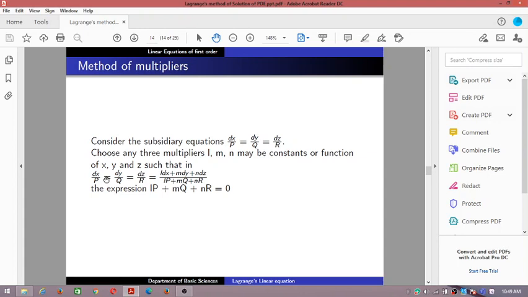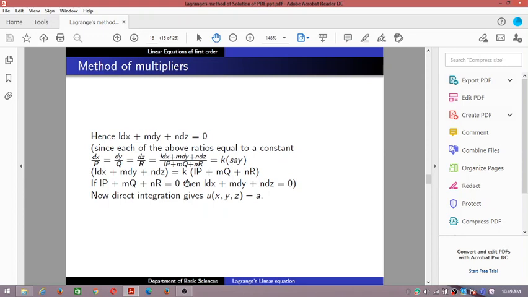Then we can add one more term to the subsidiary equation as L dx plus M dy plus N dz divided by Lp plus Mq plus Nr. Now, since we have the condition that Lp plus Mq plus Nr is equal to 0, the numerator of the term L dx plus M dy plus N dz also becomes 0. Let us see how it happens.